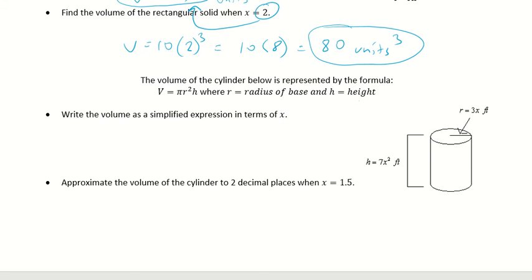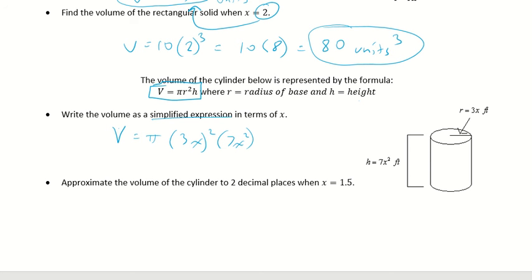Here's another. We have a cylinder. Again, volume is in 3 dimensions. And here we go. Radius squared, and the height would be the three dimensions that we're working with there. All right, so simplified expression again. Volume equals pi times 3x squared, that's the radius, times the height of 7x squared.